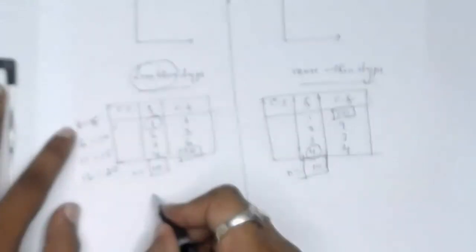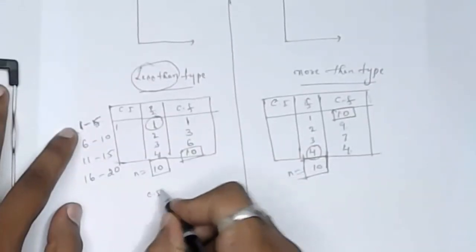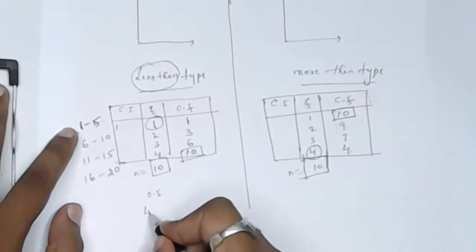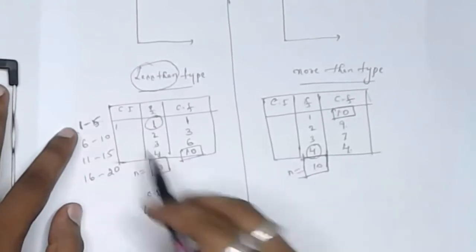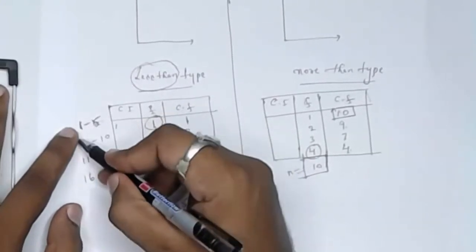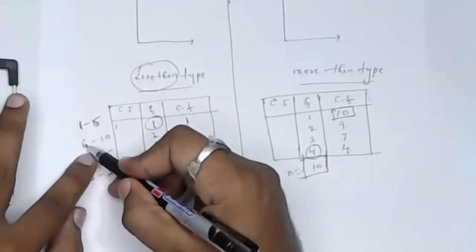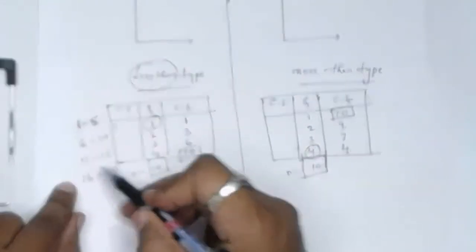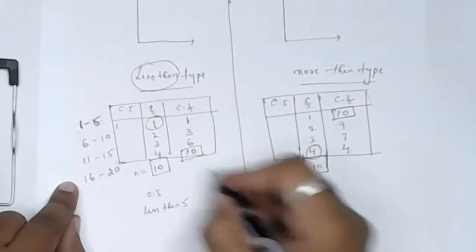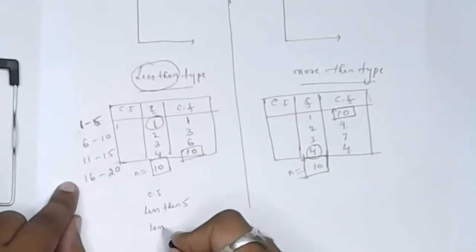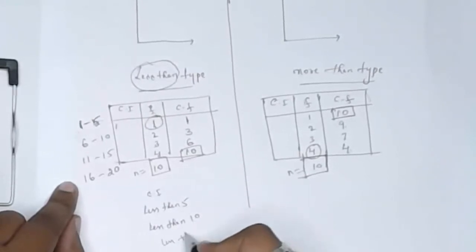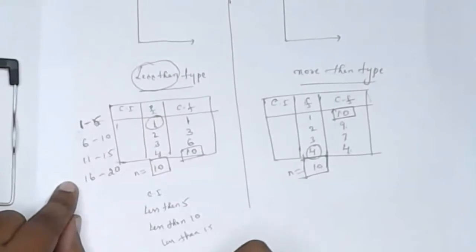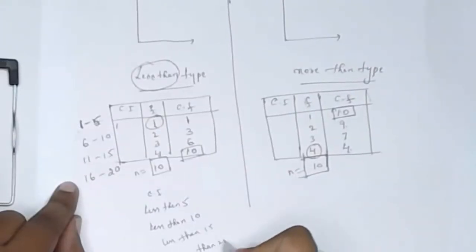We have to use the word less than, not in the class interval. Just make one more column. There, if you want, you can write the class interval itself. Here we should take less than 5. Understood? Less than 10, less than 15, less than 20. We have to make one more additional column in which we write less than 5, less than 10, less than 15, less than 20. We should use this column.